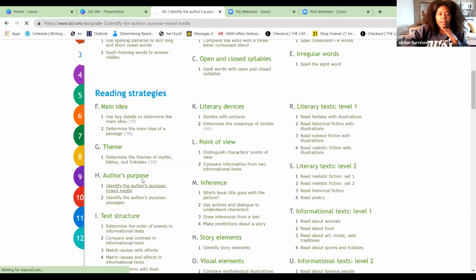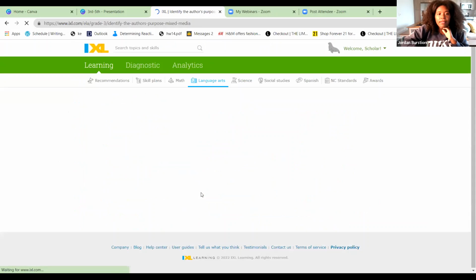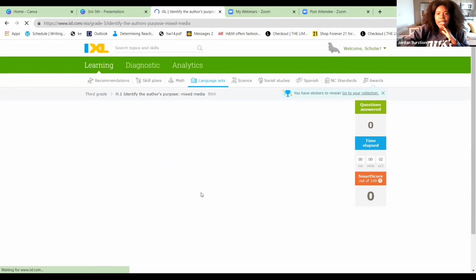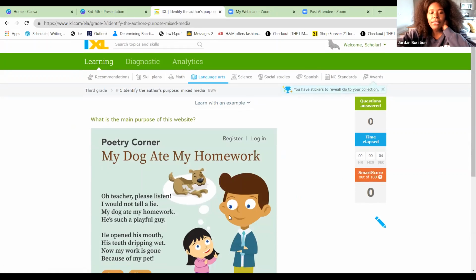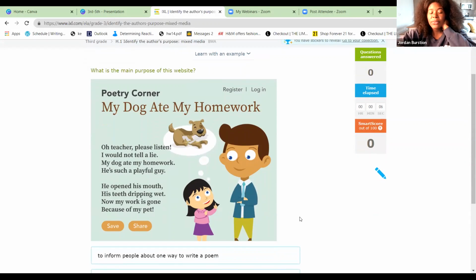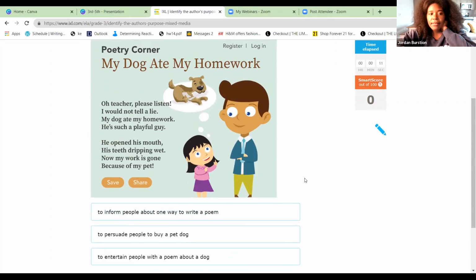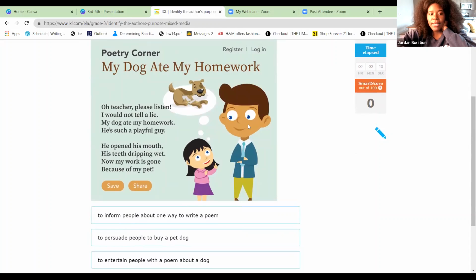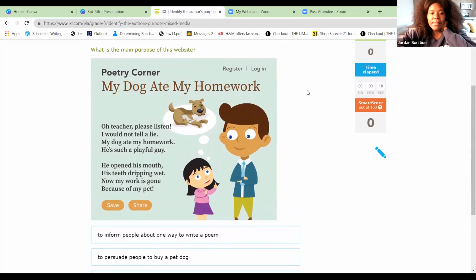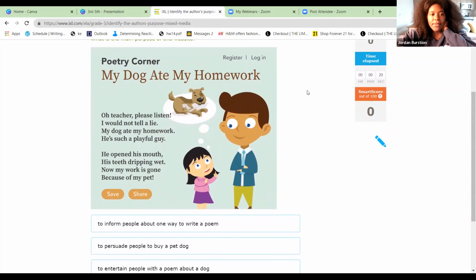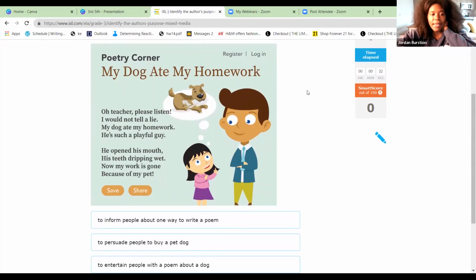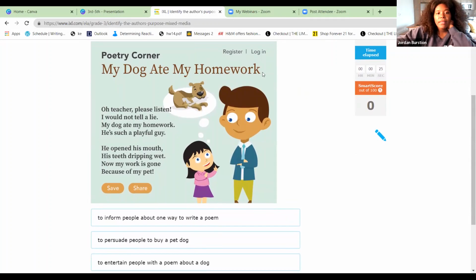We'll work on the author's purpose. So trying to think about why an author does something, writes something, or gives you a certain detail. Okay. So hopefully you can see this. And they want to know, what is the main purpose of this website? So why would the author make this website? And you have 3 options, 1, 2, 3.